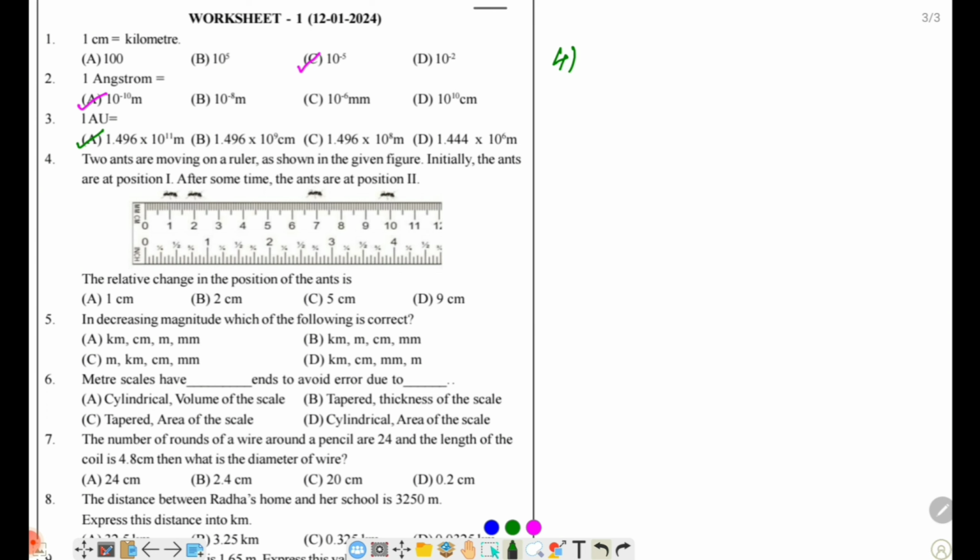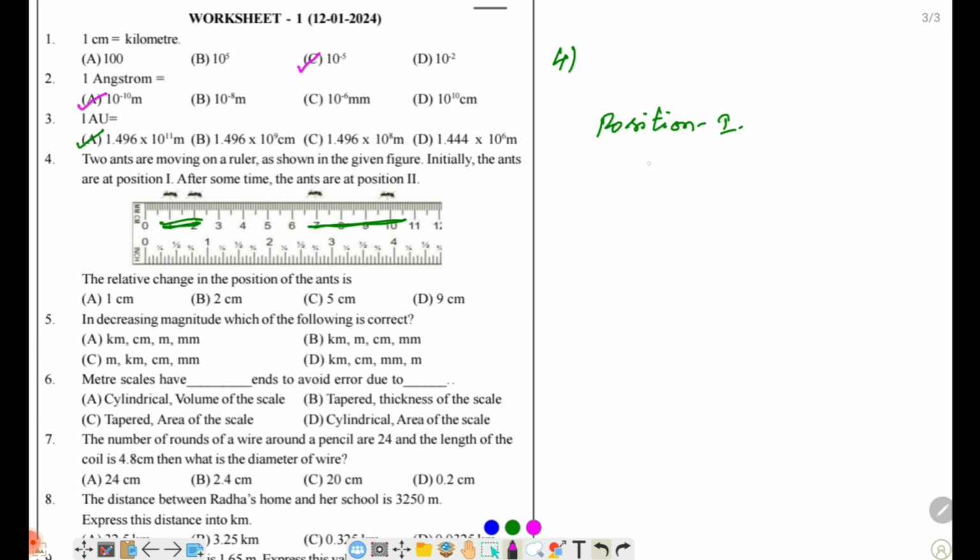See here, two ants are moving on a ruler as shown in the given figure. Initially, the ants are at position 1. So this is your position 1. After some time, the ants are at position 2. This is position 2. Okay, now what is the question? The relative change in the position of the ants is dash. So let us see first what is the distance between the two ants in the position 1.